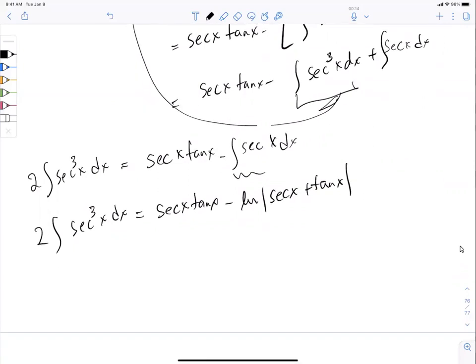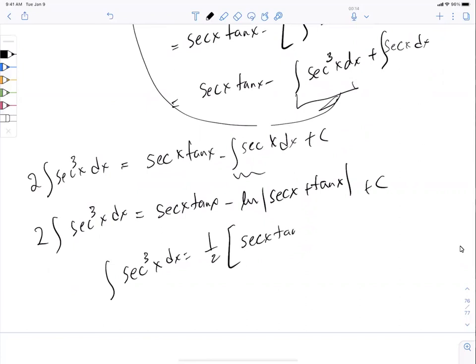And then divide by 2. There's always a plus C. So that's how you do it with secant to the 3rd.